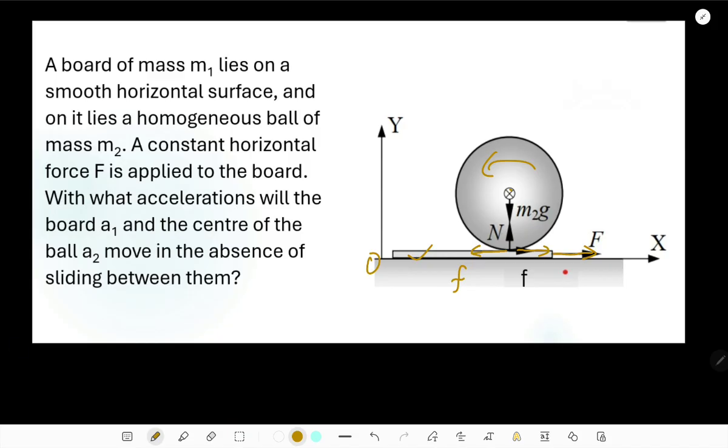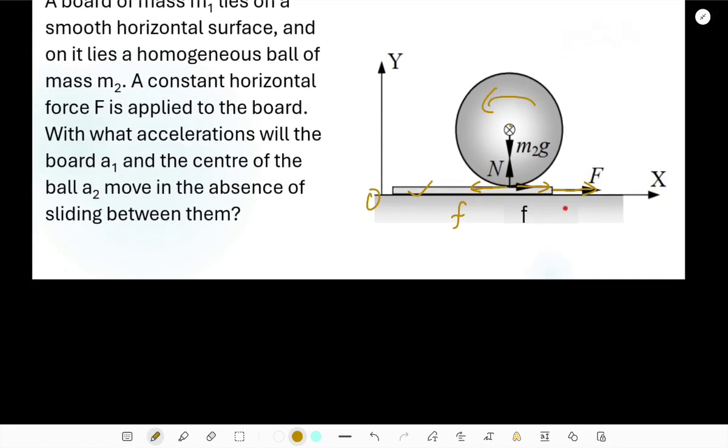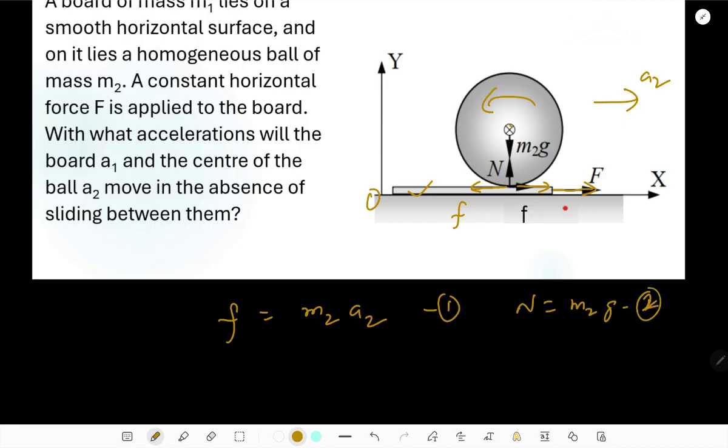Only the friction force is acting on the ball. So I'm going to write down the equation for the ball, the projection of the forces on the x-axis only. So F equals m2a2. A2 is of course the acceleration of the ball towards right, and I took A2 towards right at will. In the vertical direction, in case I need it, N equals m2g. Though I'm not going to need it immediately, I may need it at some point, so that's fine.